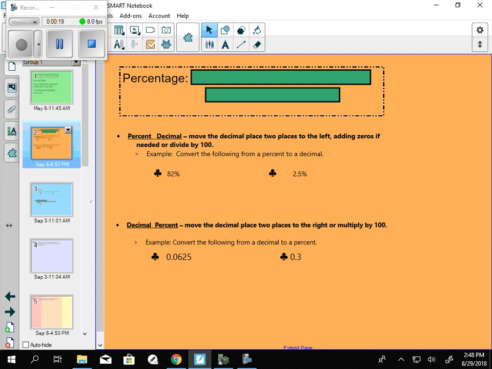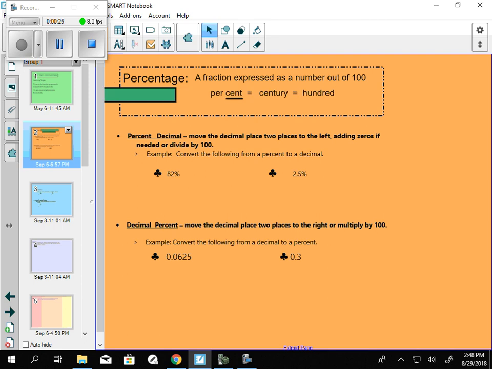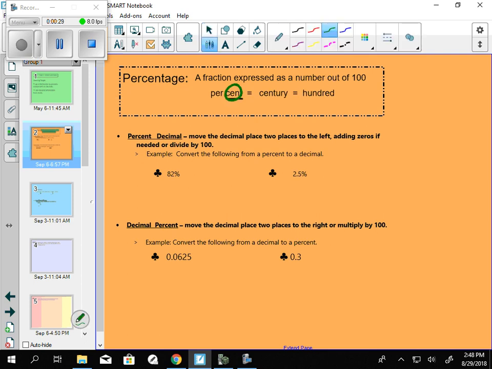Okay, percentages. A fraction expressed as a number out of 100. In the word percent, you have this prefix cent. Cent is meaning, like in the word century, 100. So you always know when you're doing percentages, you should be working with 100.